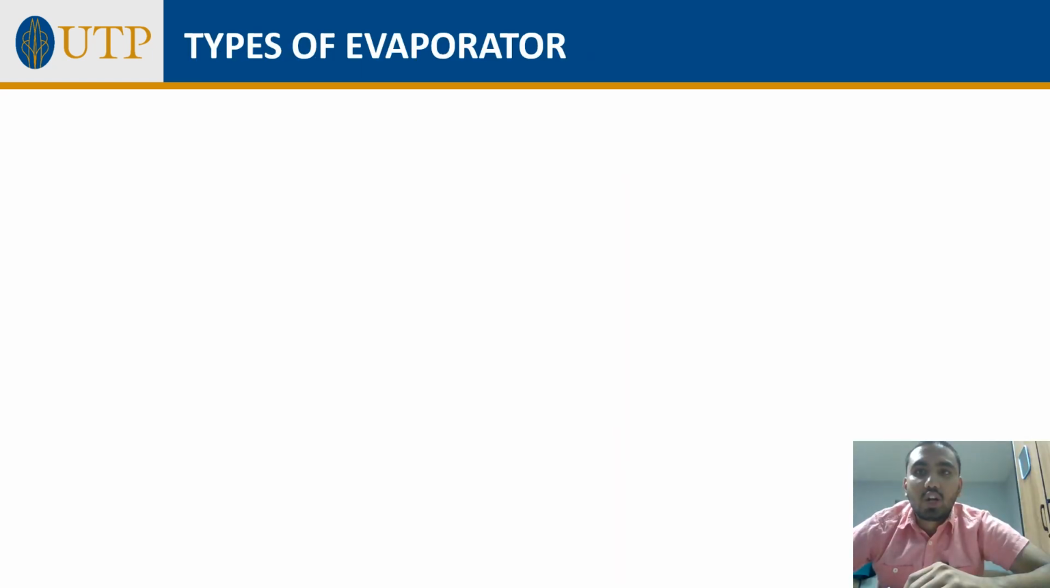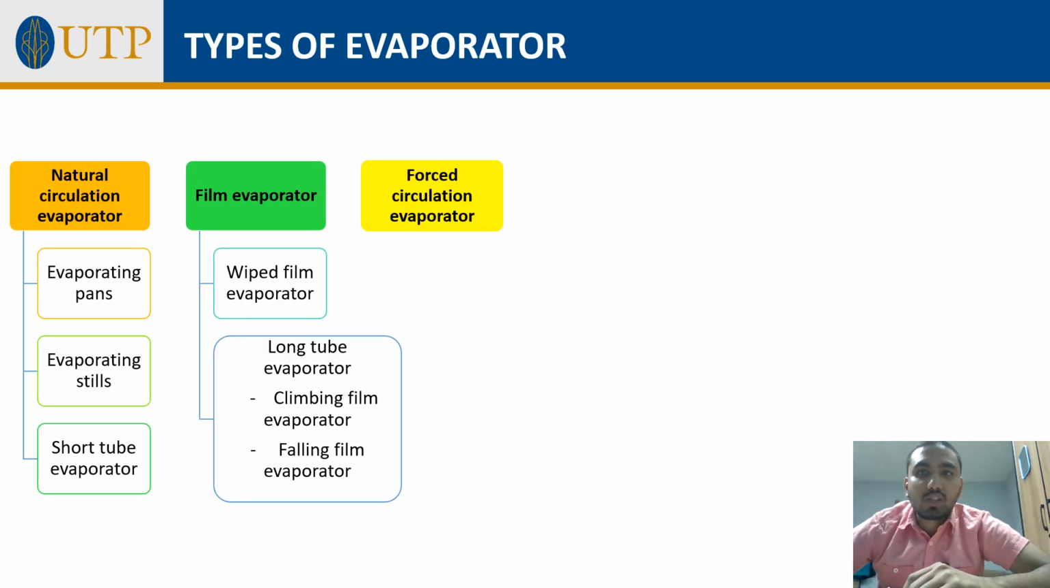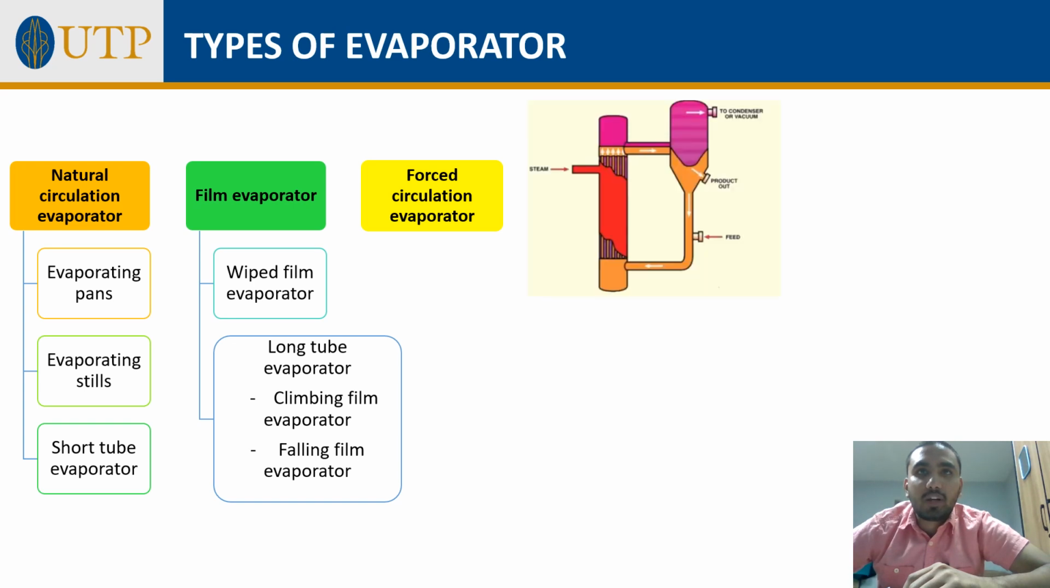Good day, sir. My name is Sri Venkateshwara. I would like to talk about the types of evaporator. There are three types of evaporator known as the natural circulation evaporator, ranging from evaporating pans, evaporating stills, and short tube evaporator. As you can see, this is the diagram of the natural circulation evaporator.